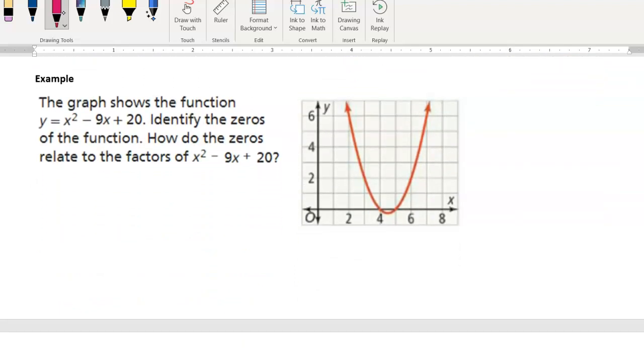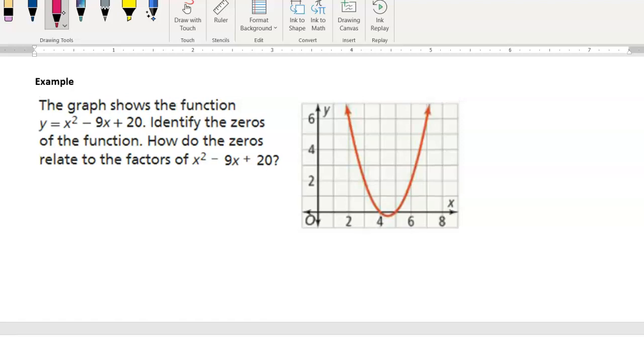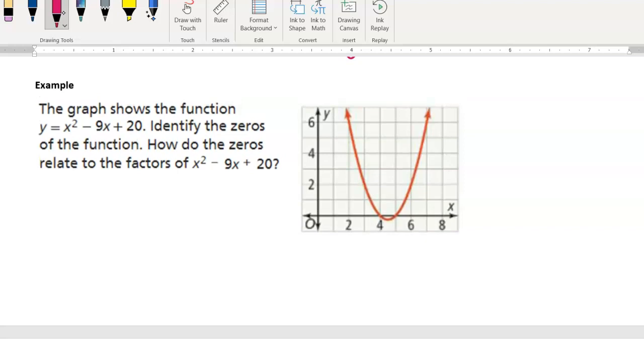So let's look at this next example. I want you guys to try this one on your own. I want you to simply get this into factored form, and go ahead and pause the video, hit play when you're ready to check your answer. All right, so again, we can easily see that there's two x-intercepts here at 4 and at 5. So it'd be y equals x minus 4, x minus 5.